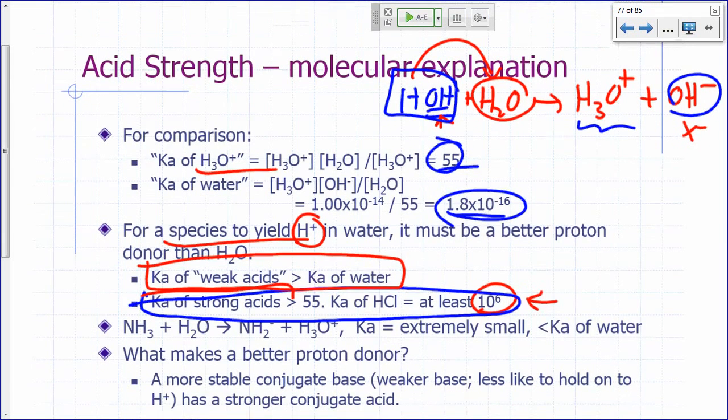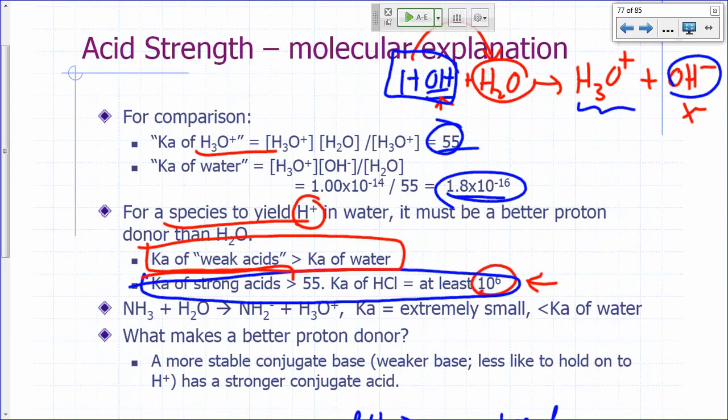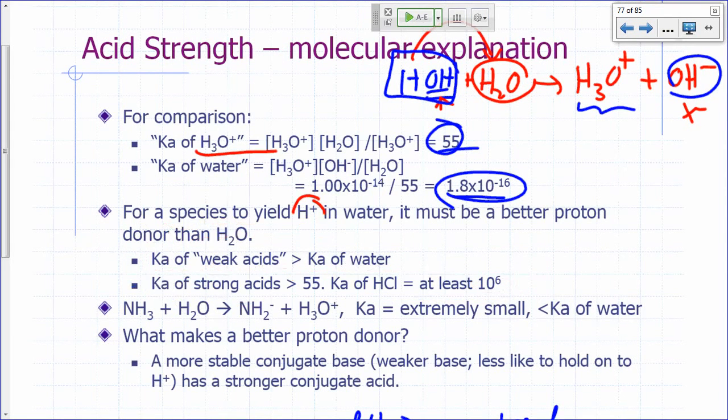Below 1.8 times 10 to the negative 16, like ammonia, for example. If ammonia were to donate a proton to water, that would give you the amide ion plus hydronium. The Ka for this is extremely small. Ka is less than that for water. So ammonia doesn't give you an acidic solution. In fact, what ammonia does is rather take a proton away from water instead. So what makes a proton donor then?